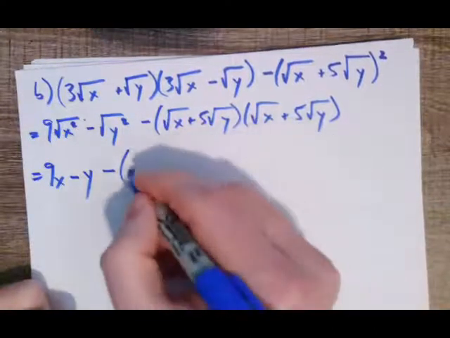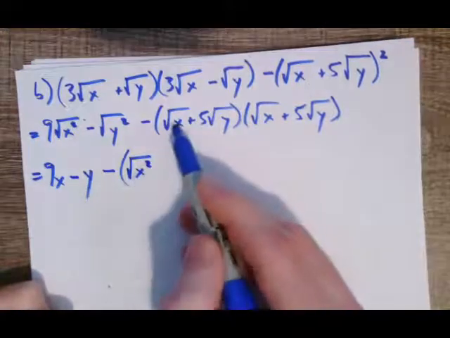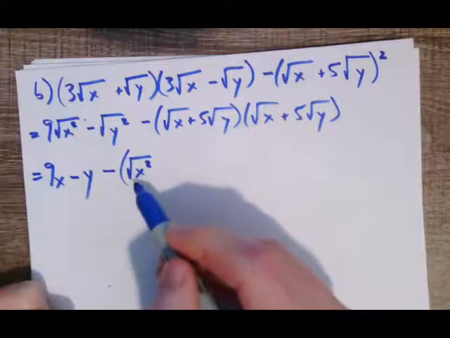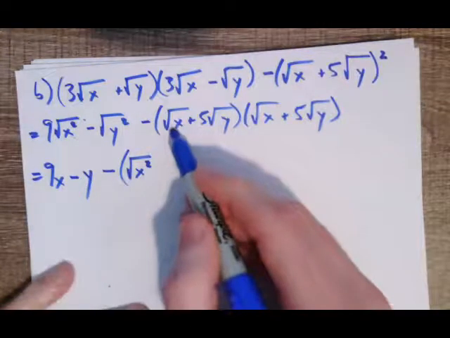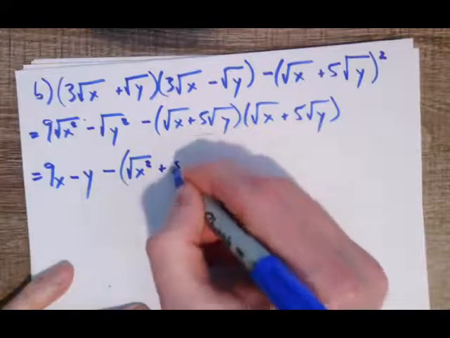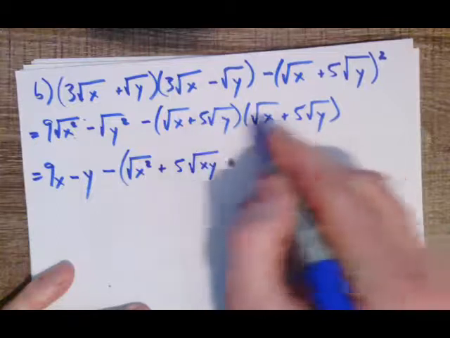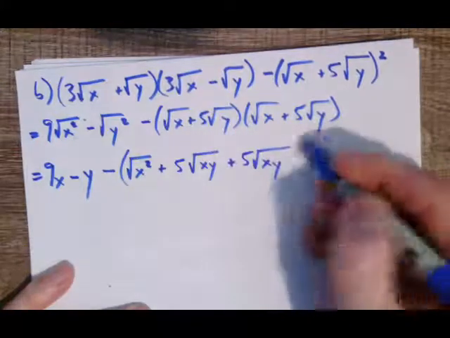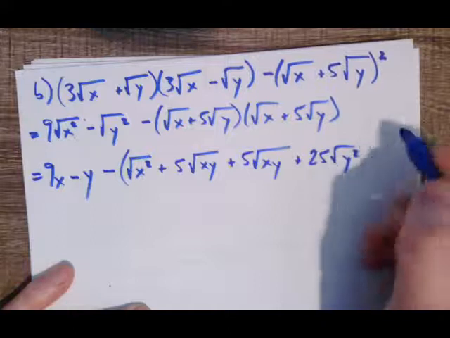Okay, root of x times root of x squared. If you're doing this, like on your own, and you do root of x times root of x, you want to just write down x, I'm okay with that, as long as you have a good understanding and you don't make too many mistakes with it. If you're comfortable with it, do it. Outside, root of x times 5 root y plus 5 root xy plus same thing right here, 5 root xy plus 25 root y squared.